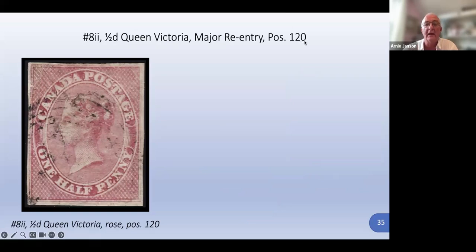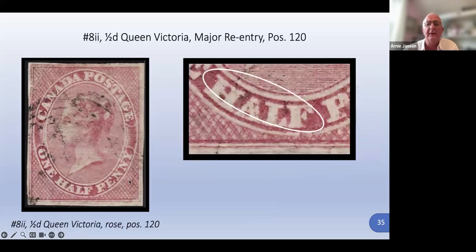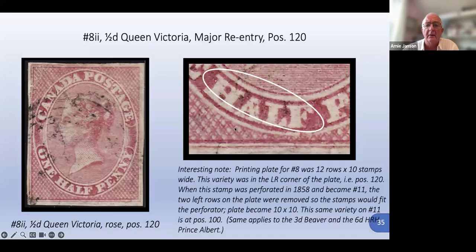Okay, so I think we can pretty well guess that means it's in the bottom right-hand corner of the printing plate, and that's what we're looking for. It's this doubling in half. What's interesting to note, because it's on the bottom right-hand corner, is that when the postal officials decided to perforate the stamps, they removed the two left rows. So instead of having 10 rows by 12 columns, it's now just 10 by 10. They removed the two left-hand columns from the printing plate so that the stamps would fit through the perforator.